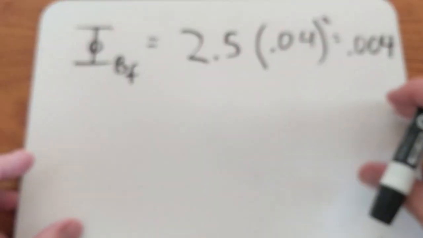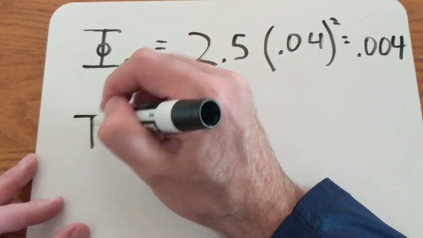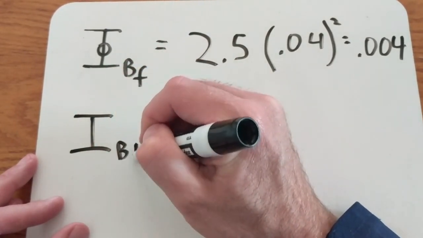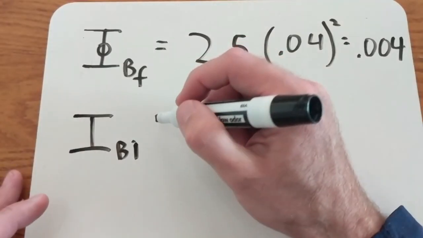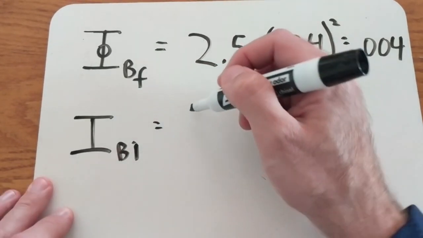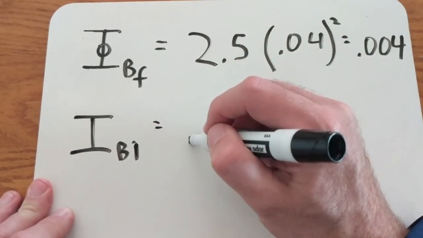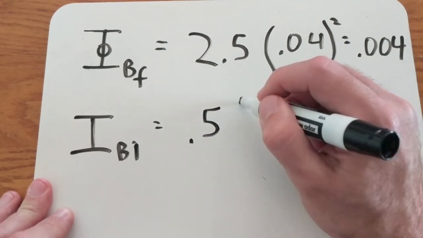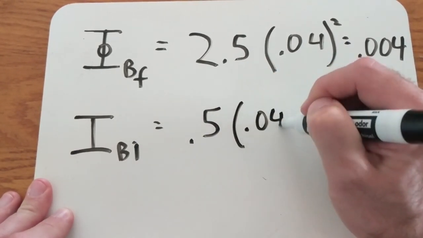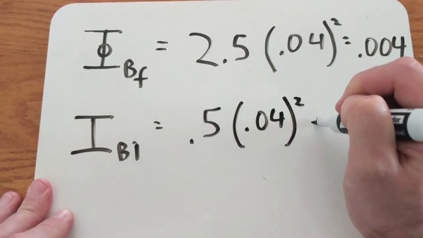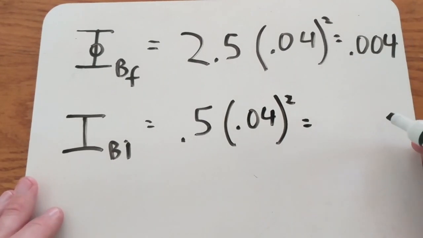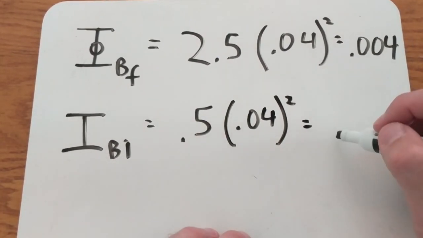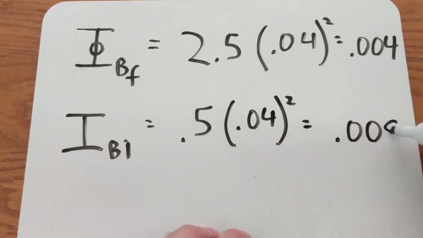Now, on the other hand, we have our initial magnetic flux, all right, which is equal to, it starts out with a magnetic field of 0.5, and it still has the same area, 0.04 squared. And that gives us an initial magnetic flux of 0.008.